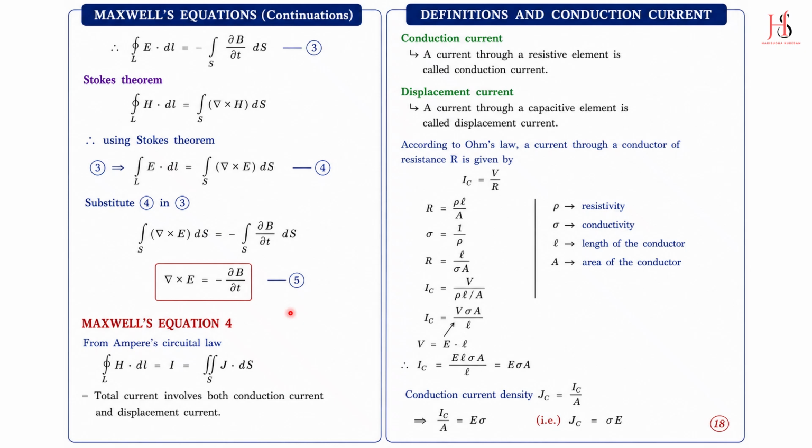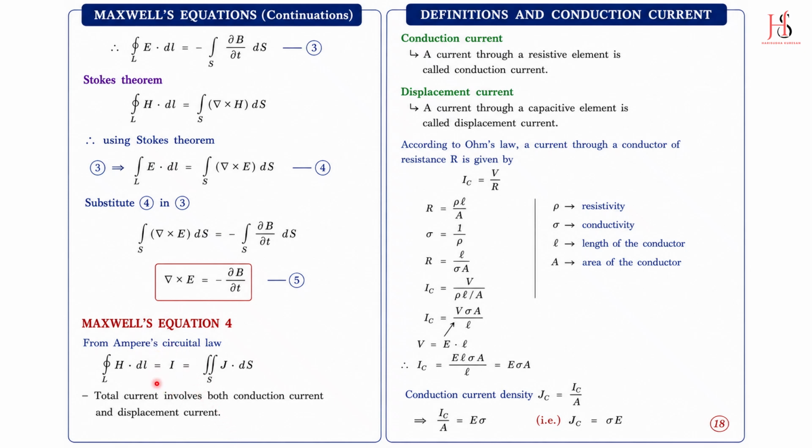We'll go for Maxwell's fourth equation. The fourth equation was derived using Ampere's circuital law. The closed line integral of H dot dl is equal to I. This is the definition of Ampere's circuital law. This can also be written in terms of a surface integral, that is, the double integral of J dot ds, where J is the surface current density. The total current involves both the conduction current and the displacement current.